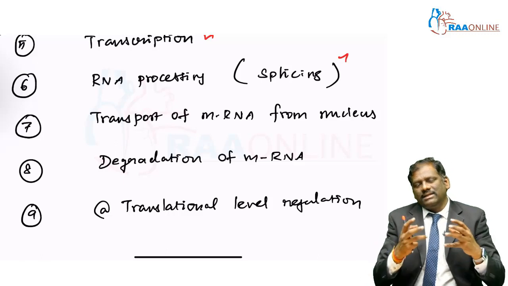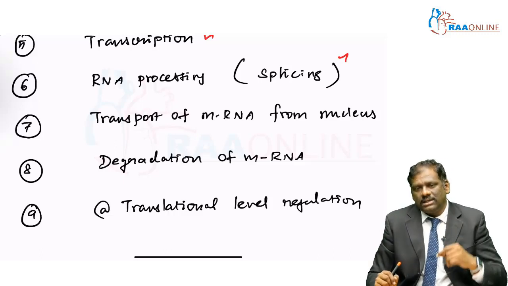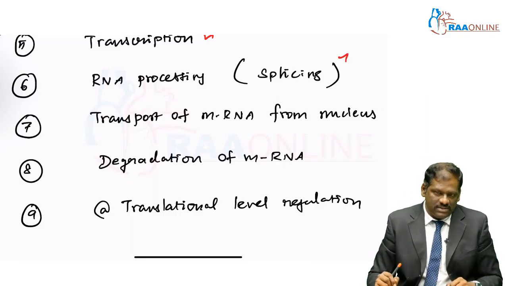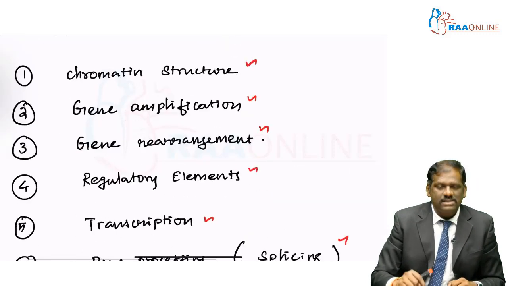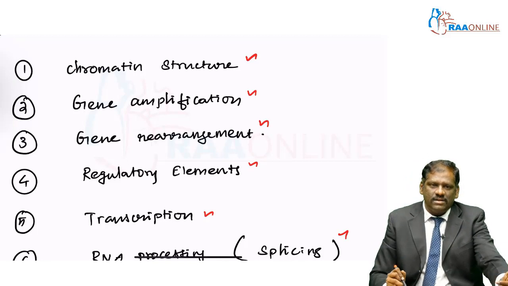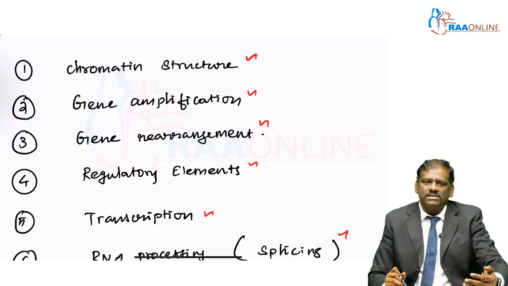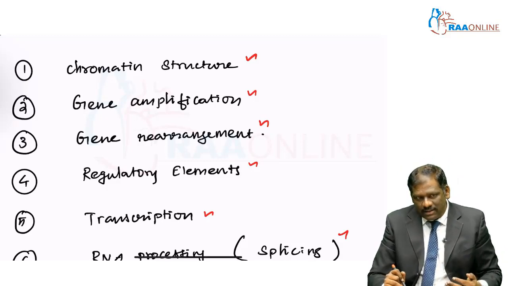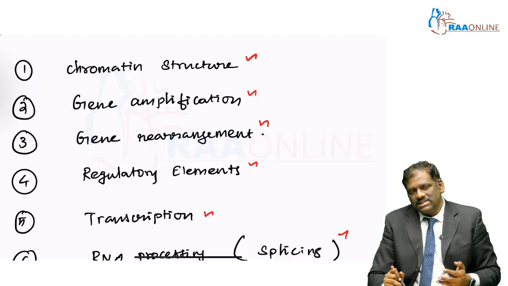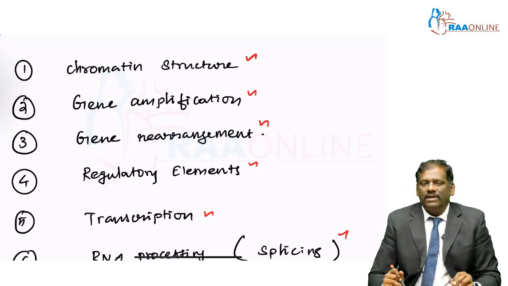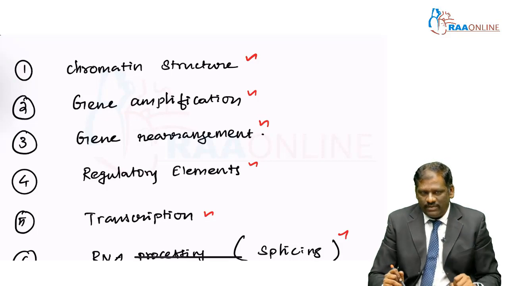The next one is at the translation level: translation has started, and there are various kinds of regulation at the translation level. So basically it is a revision of all the chapters, from transcription to various different kinds of RNAs, to the mechanisms by which post-transcriptional modifications occur, and the translation as well as the post-translational modifications. Now we'll try to brief each one of them.